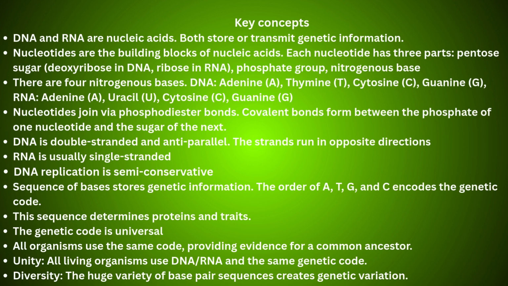DNA and RNA are nucleic acids that store and transmit genetic information using sequences of nucleotides, each made of a sugar, phosphate group, and nitrogenous base. DNA is double-stranded and antiparallel, while RNA is usually single-stranded. Nucleotides are joined by phosphodiester bonds, and base sequences encode genetic traits. DNA replicates semi-conservatively, and the universal genetic code shows the unity of life, while base pair variations create its diversity.